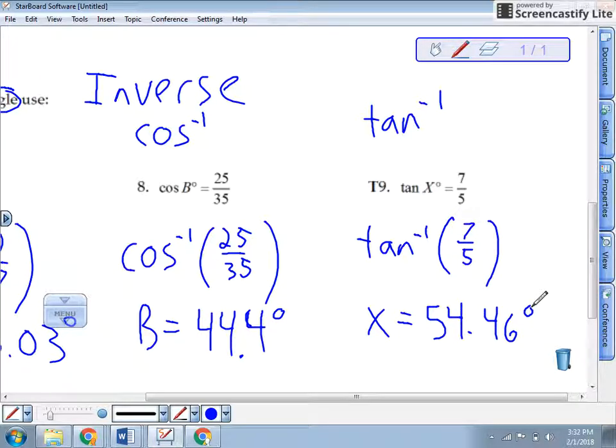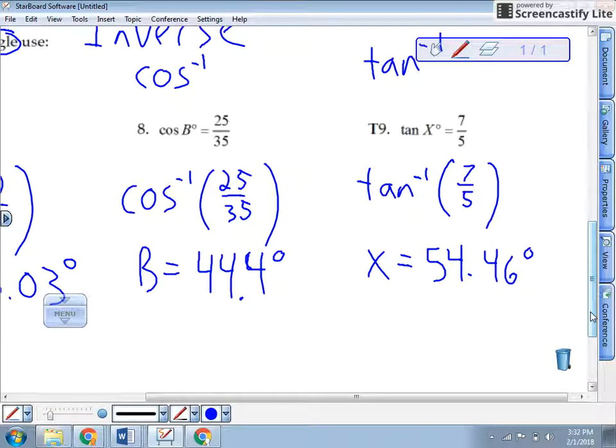So there you have it. That is your lesson on the trig functions and how to use your calculator to solve for variables and angles.